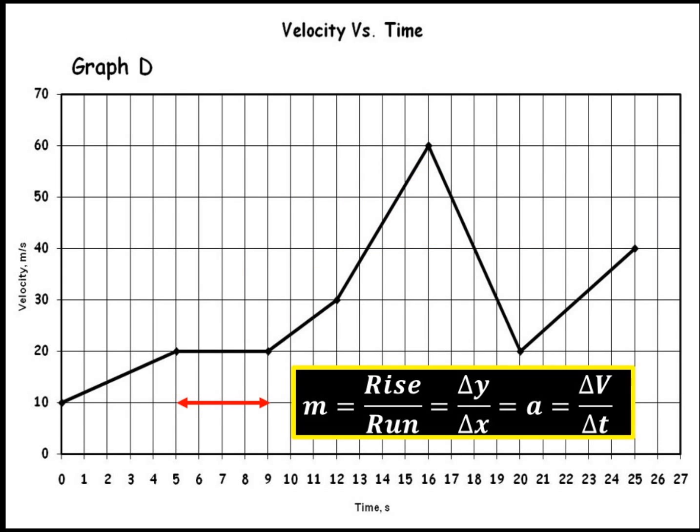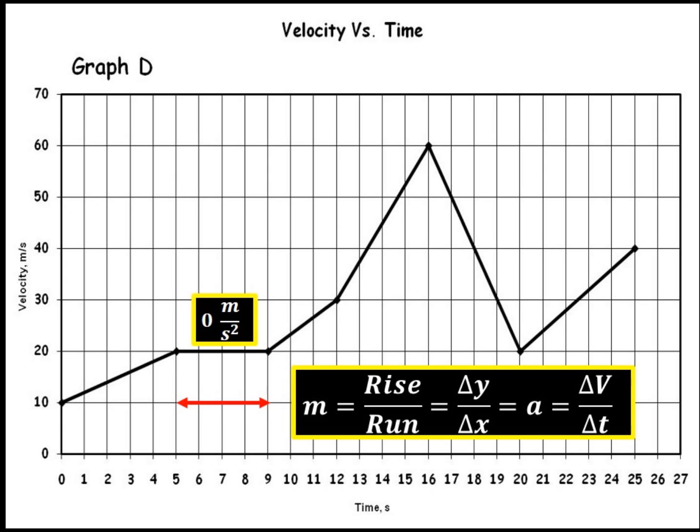The next one, you can see that there is a constant velocity. Therefore, the acceleration is 0. Remember, an acceleration is a change in velocity. If it's constant, then the acceleration is going to be 0. So it'll be -5 for graph B and 0 for graph D.